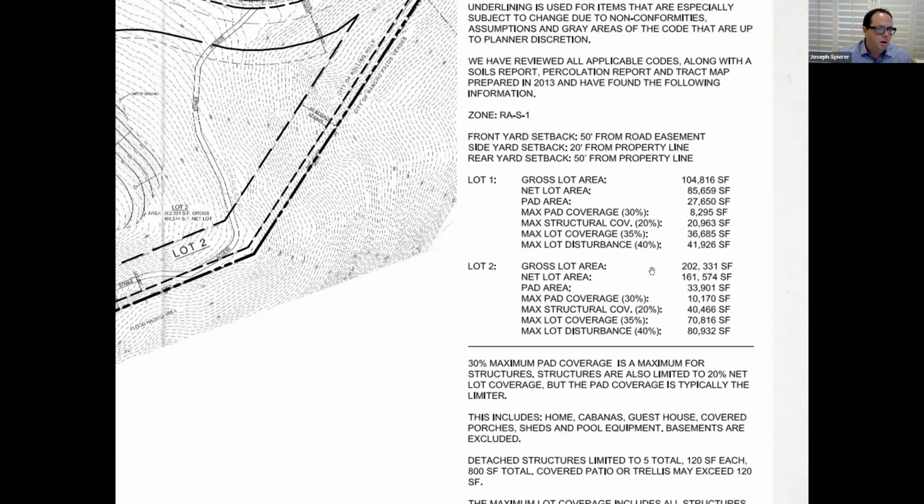So it says, here are all the potential areas that the city requires you to analyze, right? And when you look at all these numbers, we help our clients analyze what these all mean, and therefore how much square footage you can actually place on the lot.